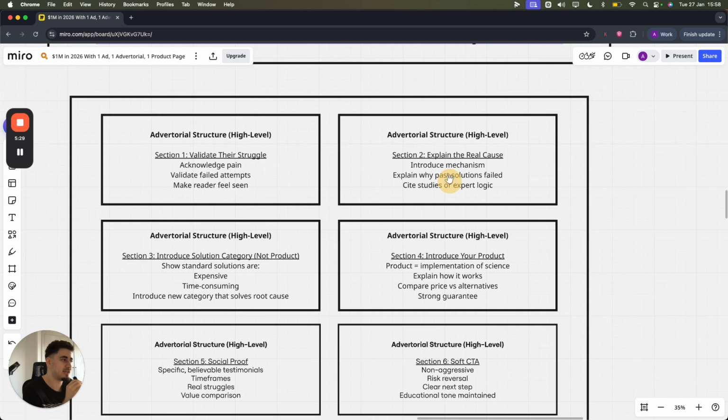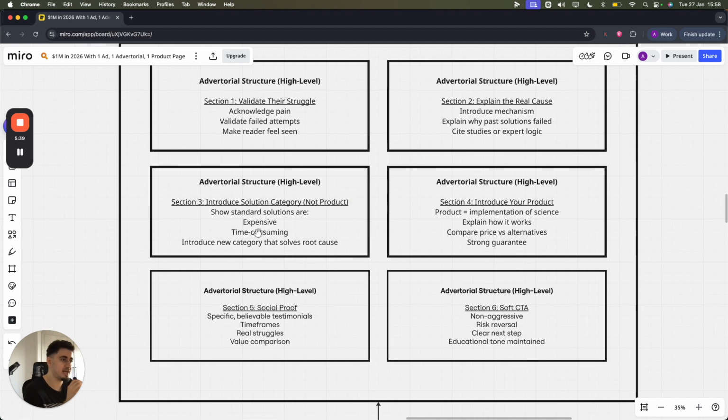Section two, explain the real cause. So introduce the mechanism, explain why past solutions failed, and then cite studies or expert logic, right? This is going to boost up your authority a lot. And then section number three, introduce a solution category, not product, right? So show standard solutions as expensive, time consuming, and introduce a new category that solves the root cause. Again, this is very, very important, right?